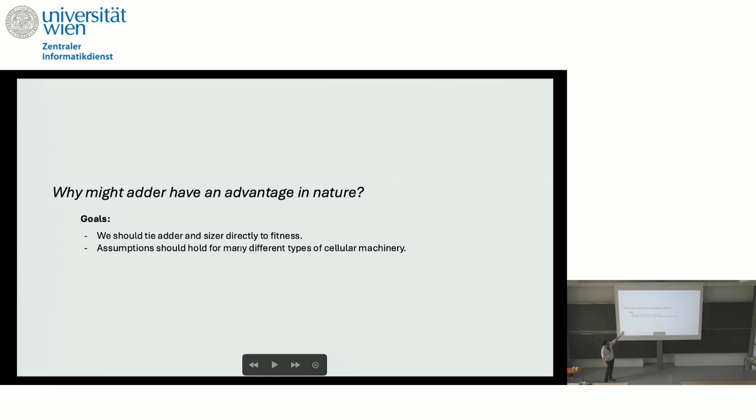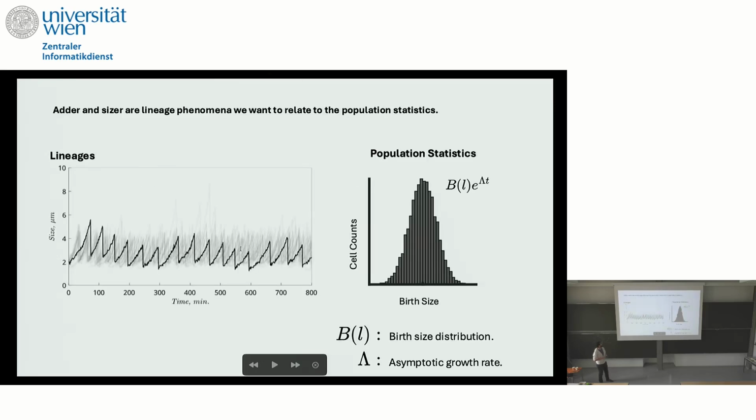And so we're wanting to take these mechanisms and try to tie them directly to some metric for fitness. In this case, it'll be the asymptotic growth rate of the population. And because this is something that we want to be very generic, whatever assumptions we make, we don't want them to be specific to E. coli, for example, or any certain machinery. Right? So this is really meant to attack imagining a proto-cell before you actually had what's evolved today. So we don't want to make too many assumptions about the actual machinery itself. So broadly, what we're trying to do is relate this lineage level phenomena, a whole bunch of cell size lineage histories overlapping, to population statistics, like birth length distribution and asymptotic growth rate of the population.